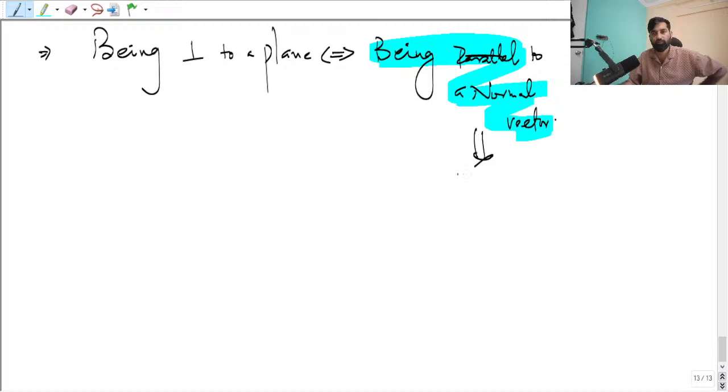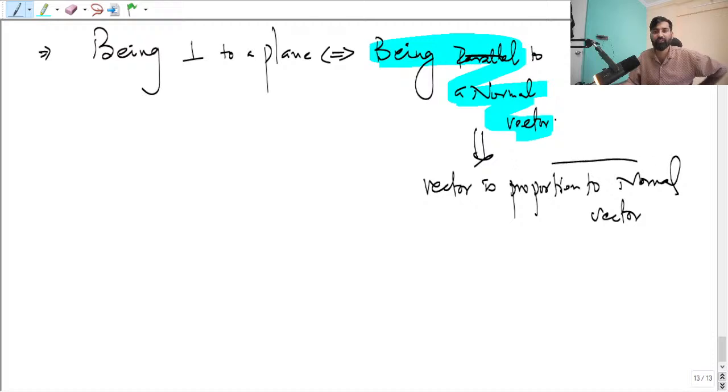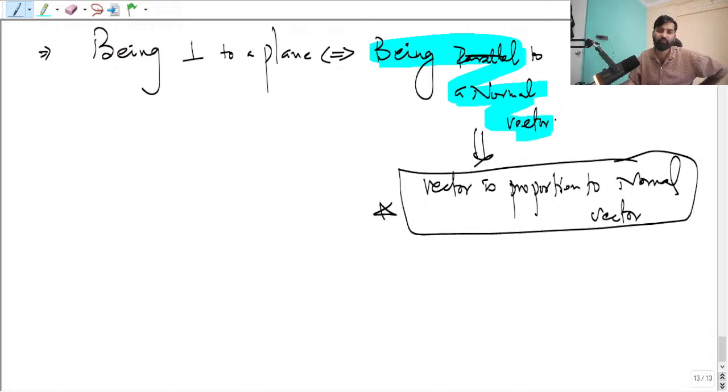The vector is proportional to the normal vector. Parallel means this, in terms of linear algebra; we need to understand these things. So what does being perpendicular to a plane mean? Being parallel to a normal vector. And what is the meaning of parallel? That is very important, and I encourage everyone to study like this.